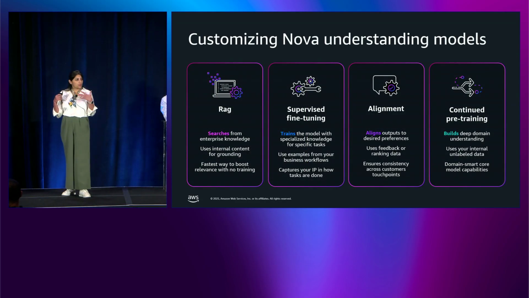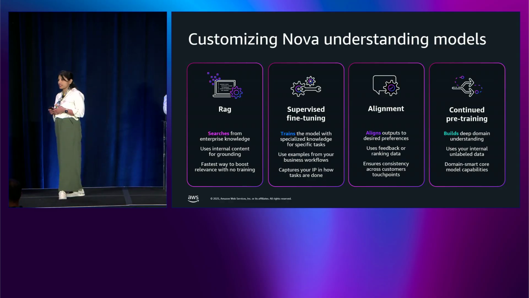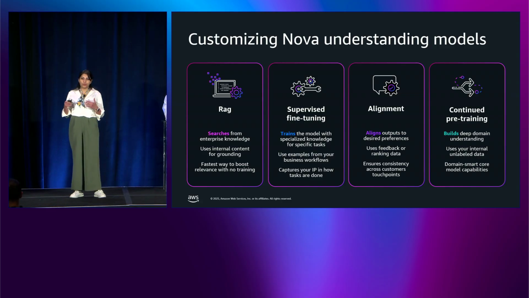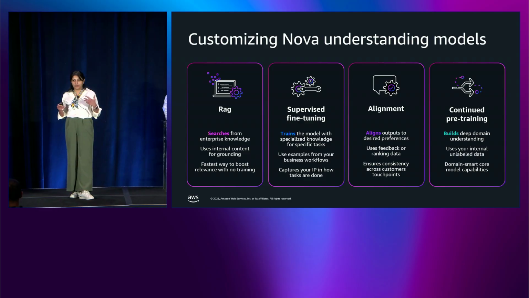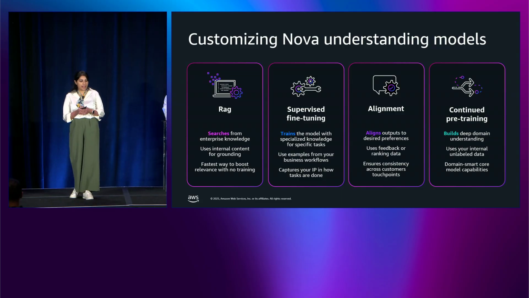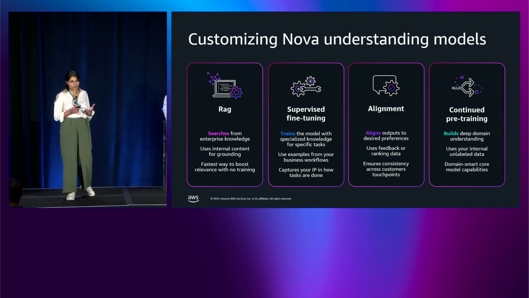All right, so now that you understand why customization is necessary, let's look at how you can actually do customization. And Nova offers these 4 types of customizations, each serving a different purpose. Starting on the left, RAG, which is short for Retrieval Augmented Generation. I think everybody has done RAG by now. RAG is how you use the in-context learning capabilities of the model and customize the model and ground the responses in your own knowledge. And it's the simplest and the easiest way to get started because you're not really changing the model parameters or the model weights when using RAG.